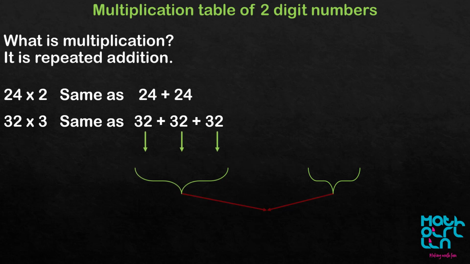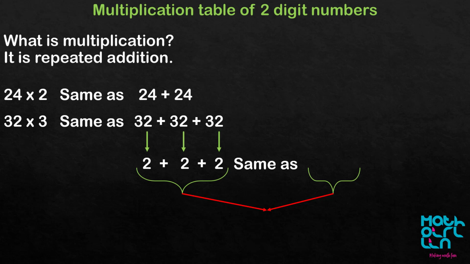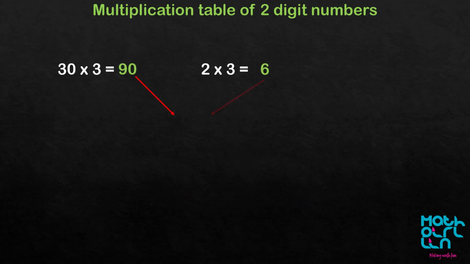We do the same with the unit digit. 2 plus 2 plus 2 is the same as 2 times 3. And you get 6. Finally, we add 90 and 6 and you get 96. So 32 multiplied by 3 is 96. So follow this method to complete the multiplication of two-digit numbers. The most important thing to remember is to break or separate the number exactly the way we say it.